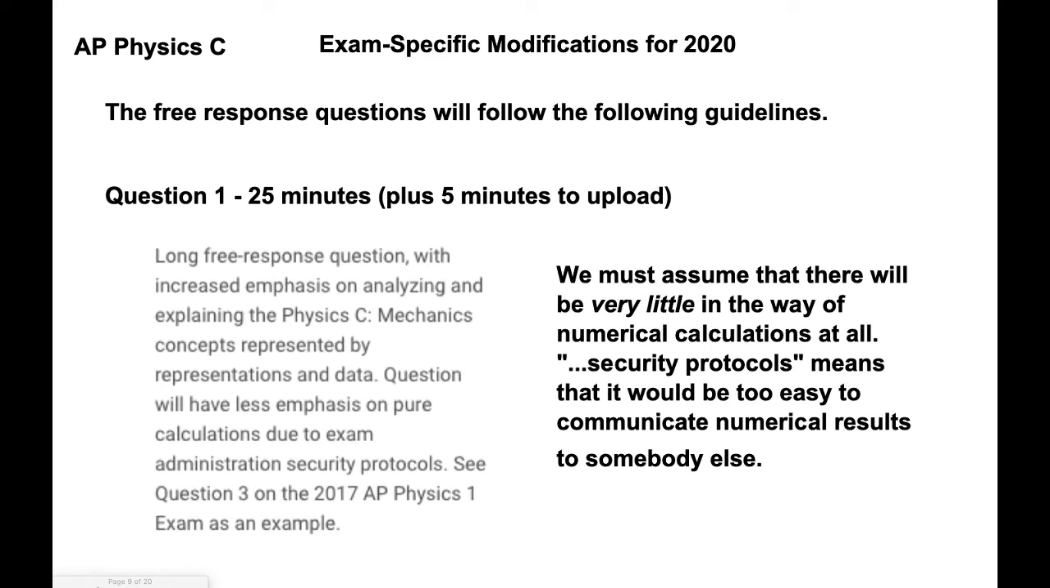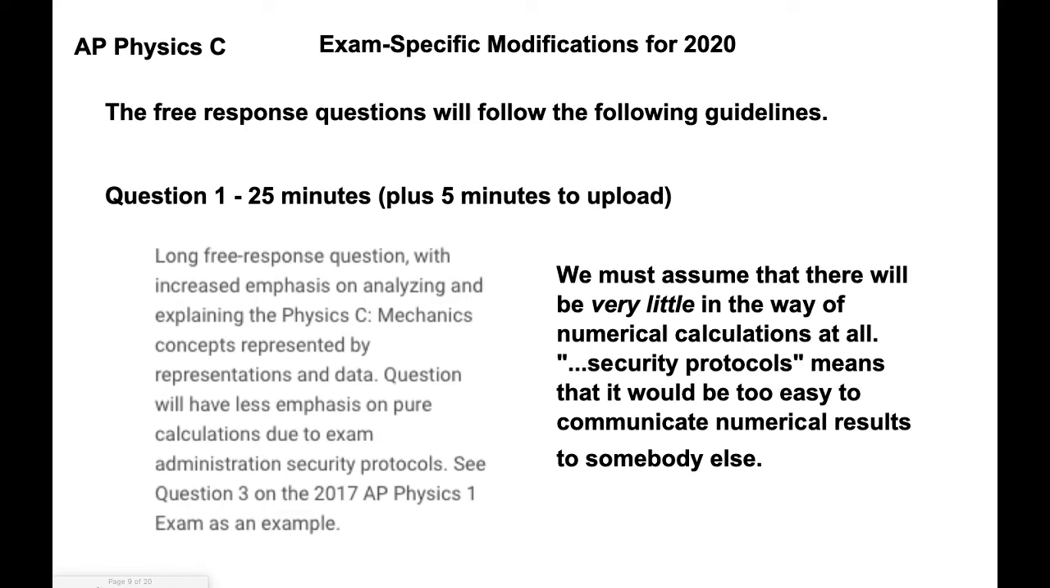So now we'll talk about the questions themselves. Question 1 will be 25 minutes plus 5 minutes to upload. It is described as a long free response question with increased emphasis on analyzing and explaining Physics C mechanics concepts represented by representations and data. Question will have less emphasis on pure calculation due to exam administration security protocol. See question 3 on the 2017 AP Physics 1 exam as an example. So we have to assume there will be very little in the way of numerical calculations at all.